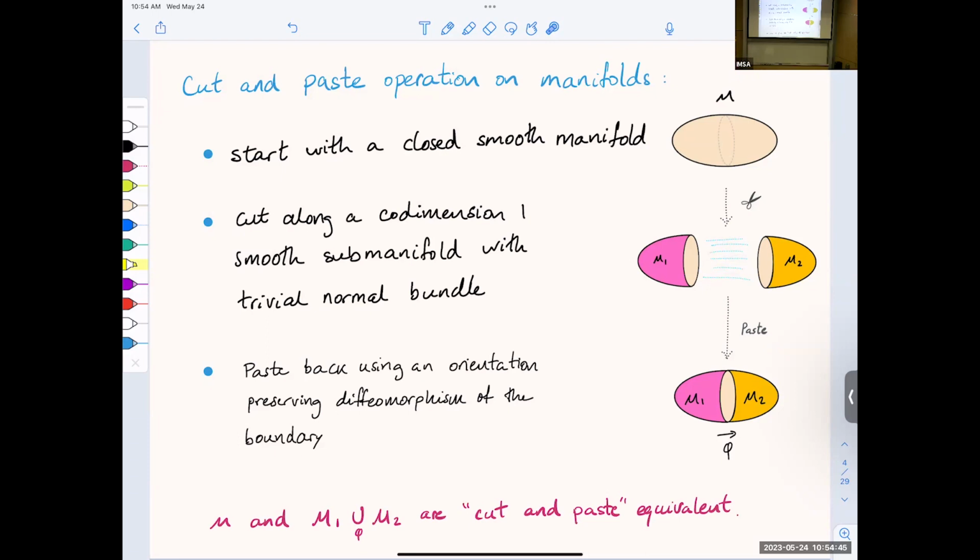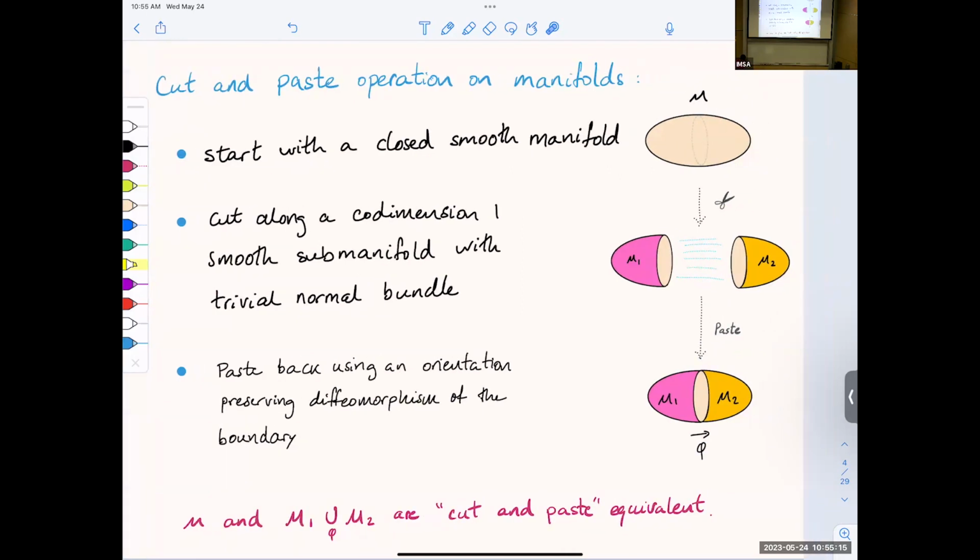And what we say is that the original manifold that you started with and the new manifold that you've achieved after cutting and pasting are called cut and paste equivalent. Cut and paste or scissors congruence, same thing, slightly different terminology. People got used to talking in the world of manifolds about cutting and pasting more than scissors congruences, but it is the exact same thing. Okay, so this is what we mean by cut and pasting of manifolds.